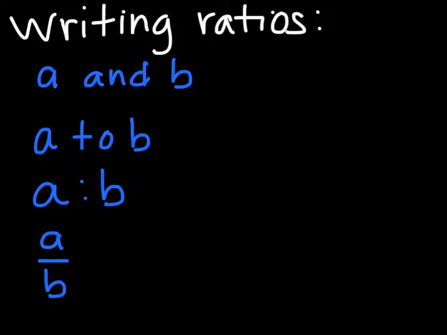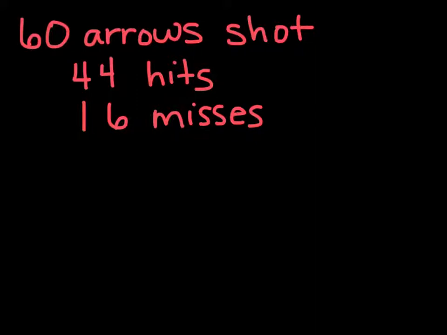You should always write a ratio in simplest form, as we're going to show in our first example on the next screen. An archer shoots 60 arrows at a target, with 44 of the arrows hitting the scoring area and 16 missing the scoring area. How could we evaluate the archer's performance? We could compare the archer's number of hits to the archer's number of misses by using a ratio. So let's begin by writing a ratio of the number of hits to the number of misses.